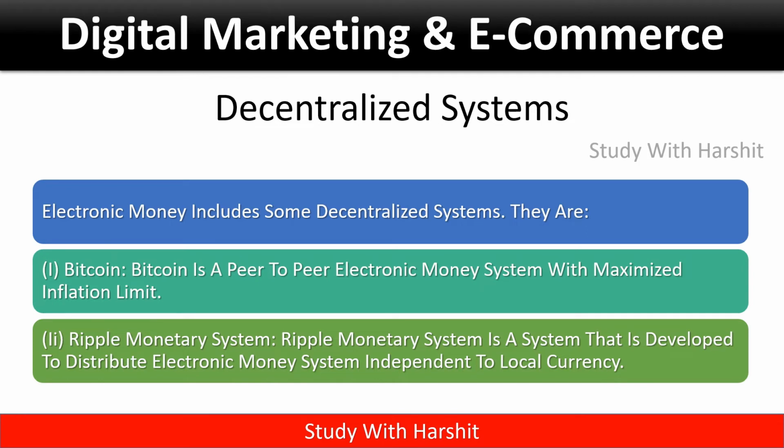Decentralized system: electronic money includes some decentralized systems such as Bitcoin. Bitcoin is a peer-to-peer electronic money system with a maximized inflation limit. Ripple monetary system is a system that is developed to distribute electronic money independent of local currency.